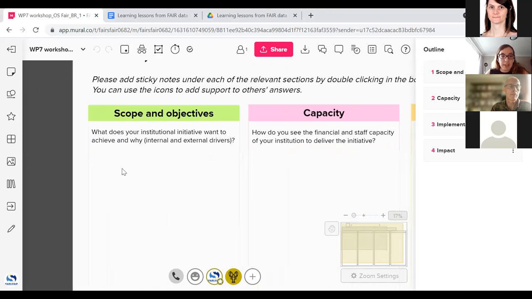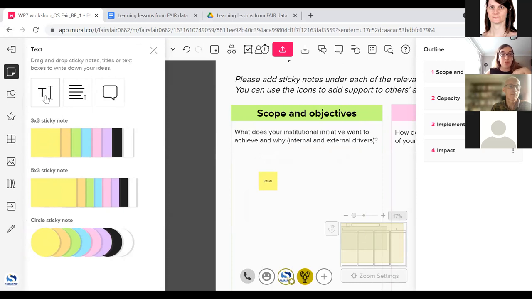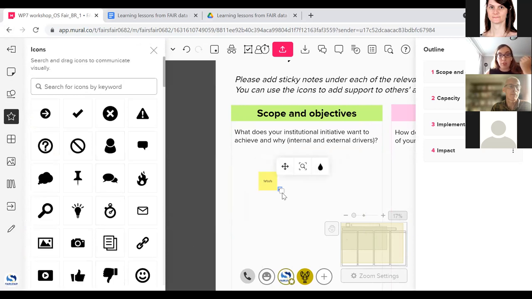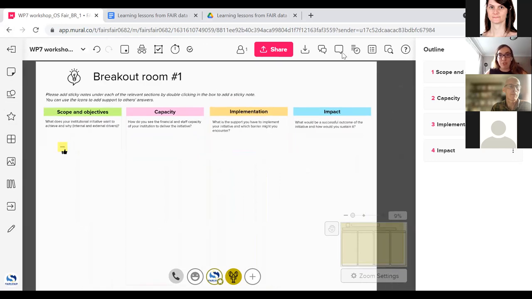To create the sticky notes, you can either double click with your mouse and then start writing into it, or use the menu on the left by clicking on text, and then select the sticky notes you want to use, or you can directly write a text. Another feature is, if you see that a person wrote something that you agree or disagree with, you can use these icons to upvote or downvote any comments you see on the screen. So I very quickly went over the basics of mural, but you can ask our moderators if you have any question. There is also a very brief explanation at the top of the boards. And the moderators will share with you the link to access these boards as soon as we are divided into the breakout rooms.